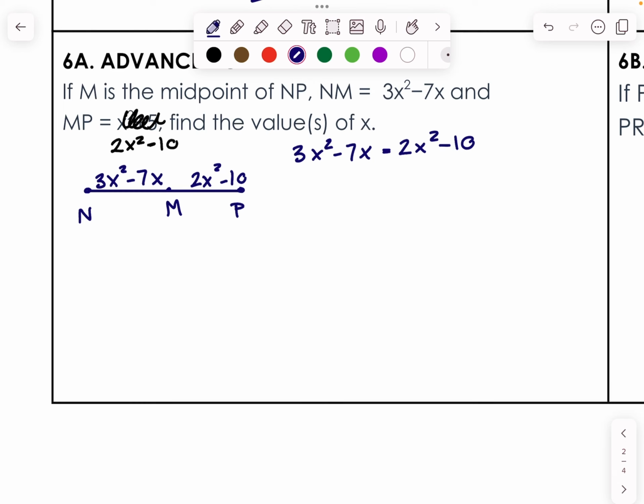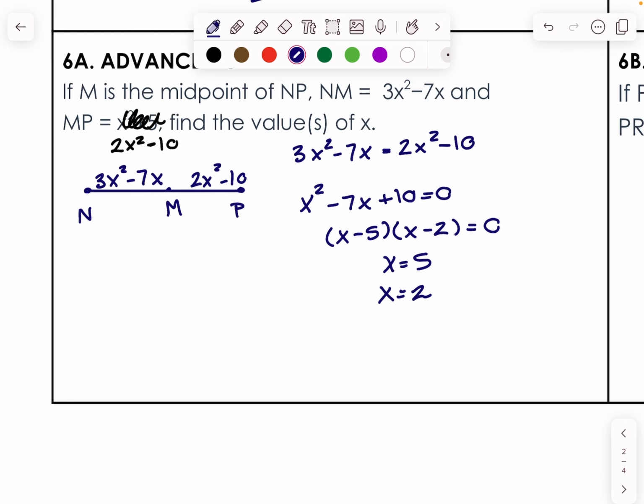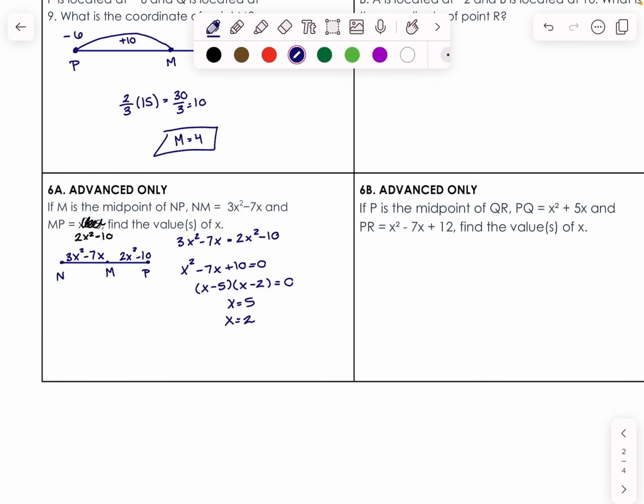All right, so what I'm going to do is start by subtracting everything to set it equal to 0. So I get x squared minus 7x plus 10 equals 0. All right, and then from here, I just have to factor. So it'd be x minus 5 times x minus 2. So x is going to equal positive 5, positive 2. Okay, so then y'all would do 6B.